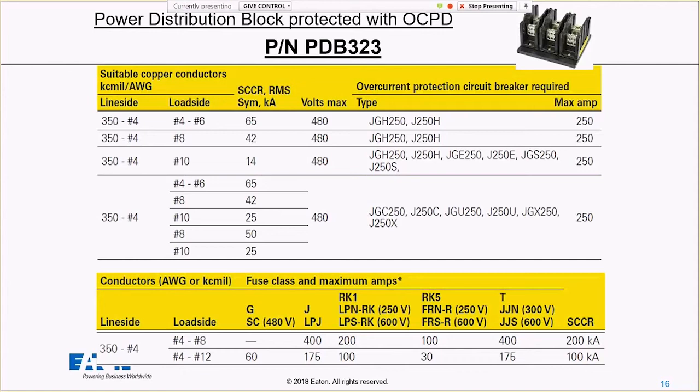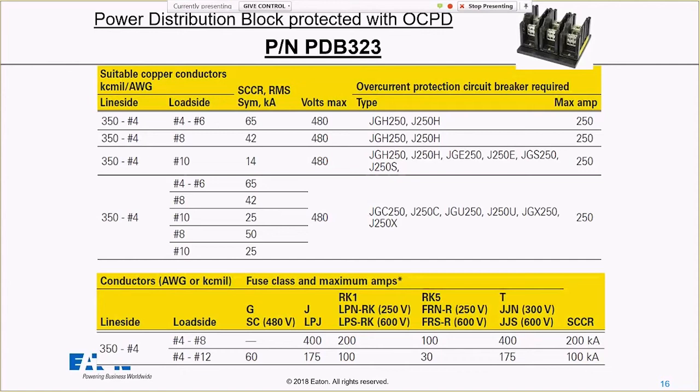If you look down below is all of the ratings with fuses. And now these ratings get higher. We're talking 200 kA or 100 kA, right? But I can get 200 kA if I'm limited to a number 8, between a number 4 and a number 8. But to get 100 kA, I've got to be between a number 4 and a number 12, and my fuse size goes down. So it's really, really important that I carefully look through every column of my power distribution block chart to see where I wind up falling with these.